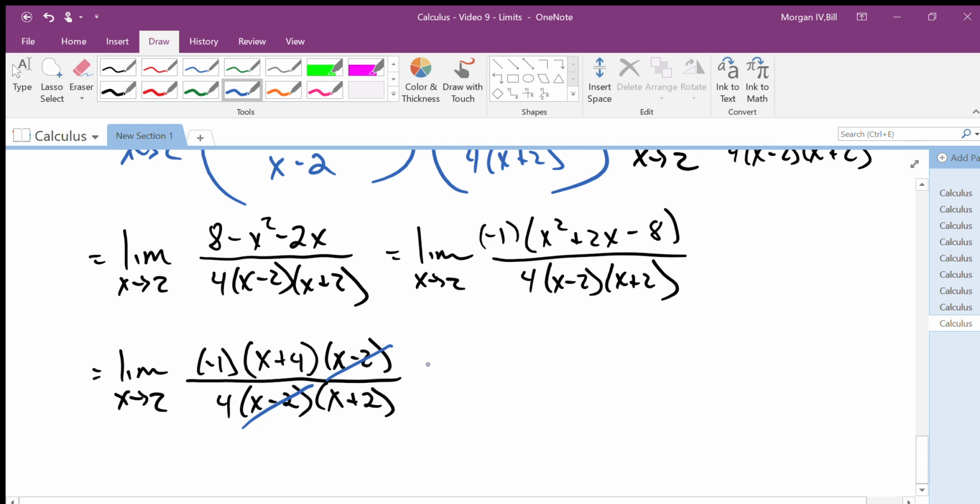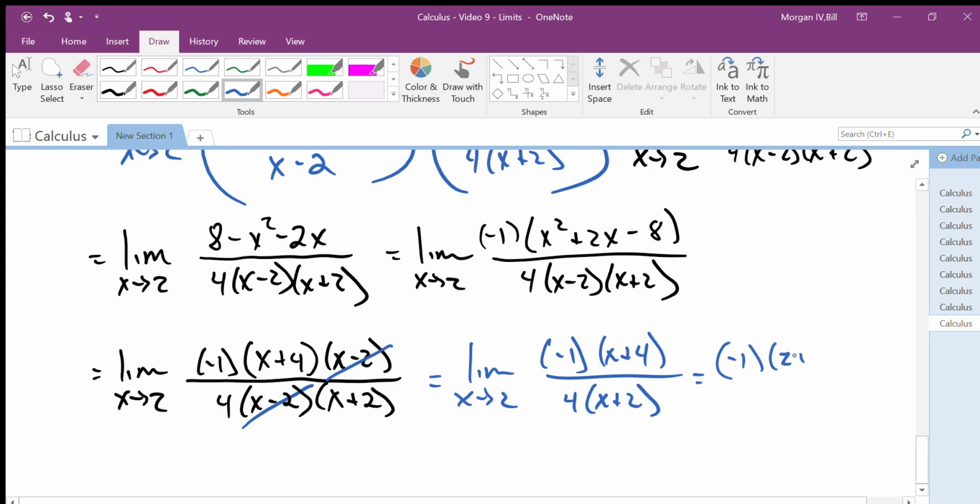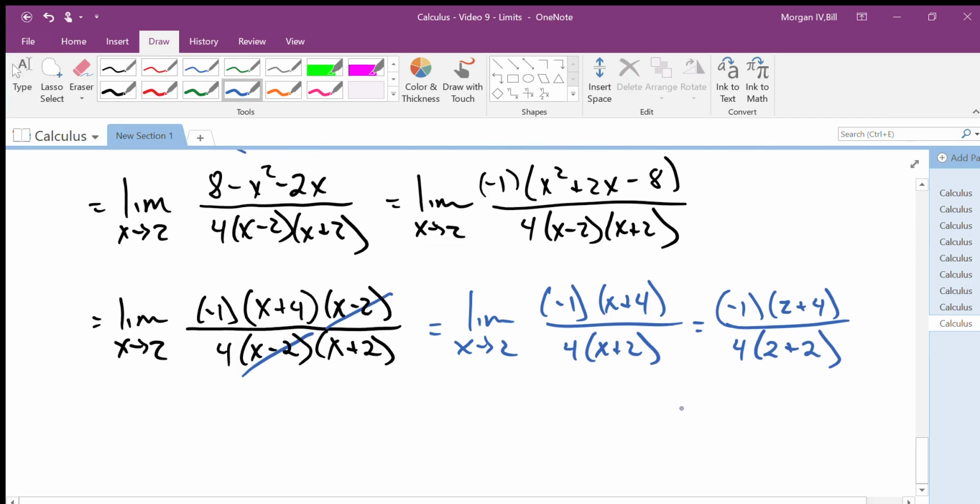leaving me with the limit as x approaches 2 of negative 1 times x plus 4 over 4 times x plus 2. And because we've canceled the x minus 2's, which is what was causing the 0 over 0, we can now plug 2 in for x. Negative 1 times 2 plus 4, over 4 times 2 plus 2. That is negative 6 over 4 times 4, 16. Negative 3 eighths.